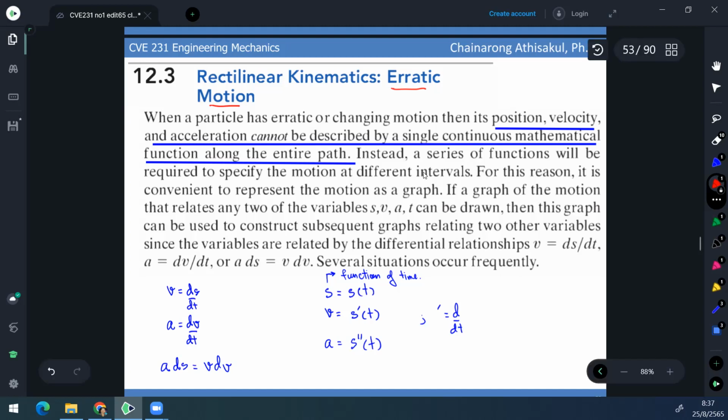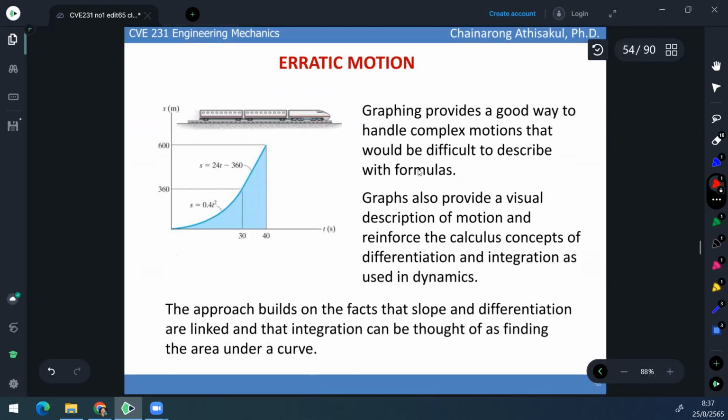So when we have to solve this type of problem, we may show the equation, or solve the equation, in terms of a graph. This is an example of a train that has erratic motion. From time equal to 0 to time equal to 30, the position is defined by the first function, s equal to 0.4 t squared.